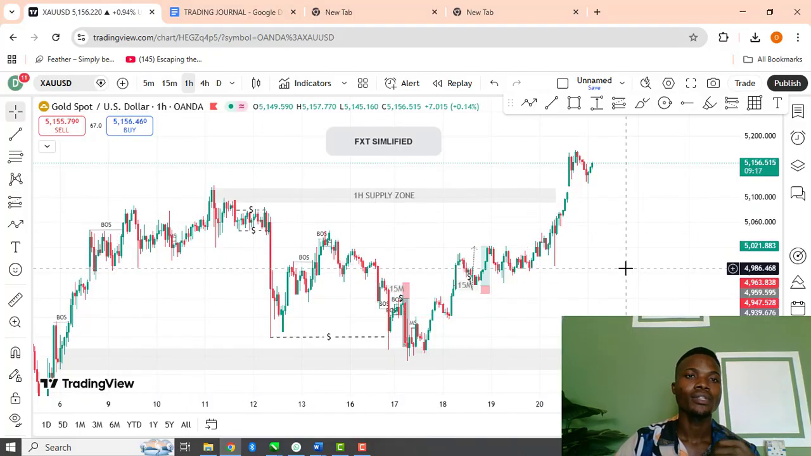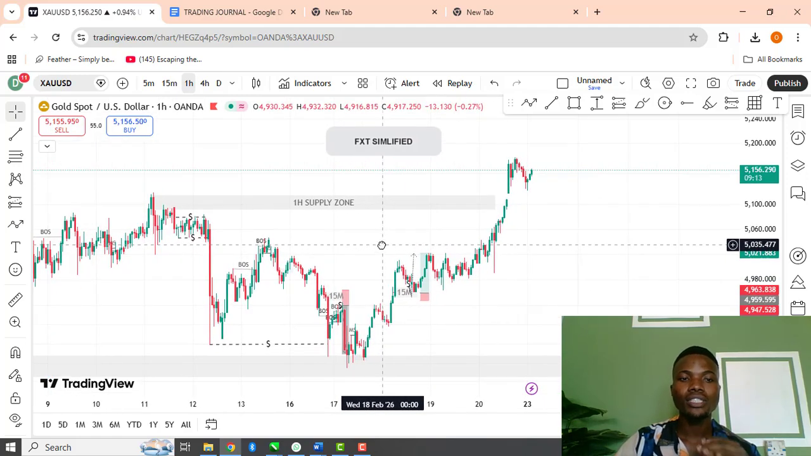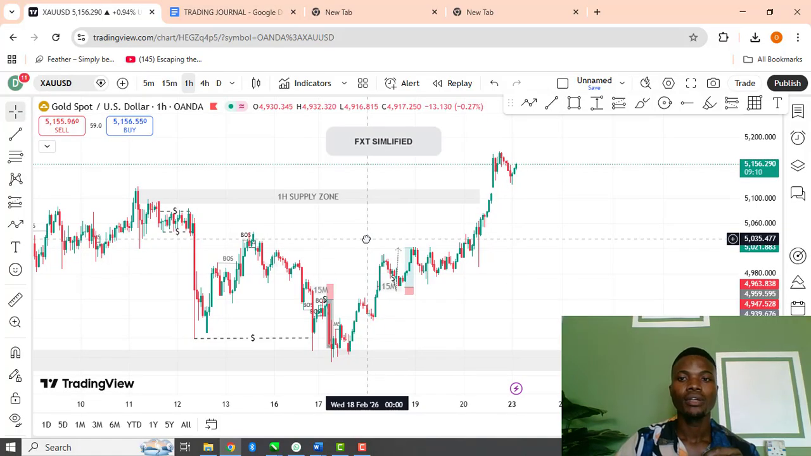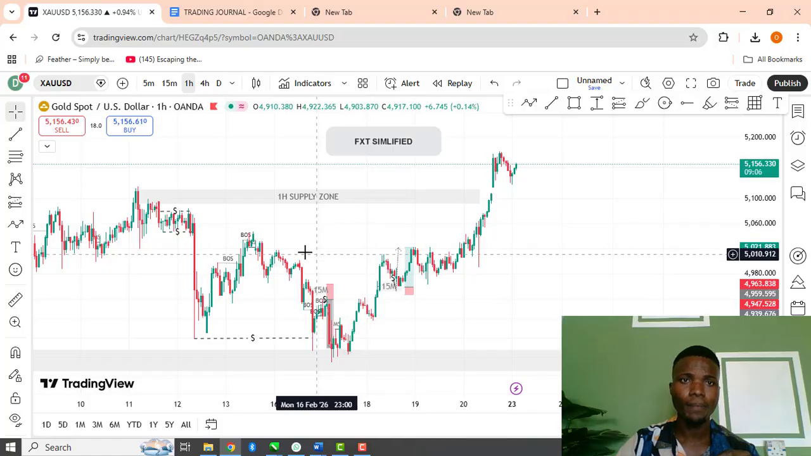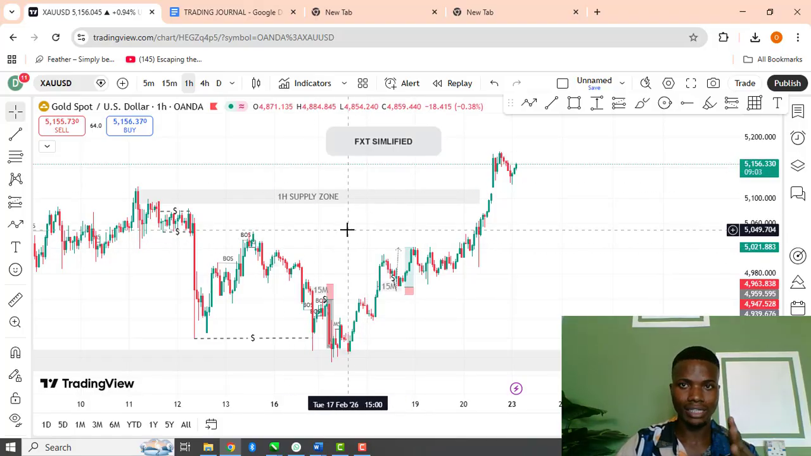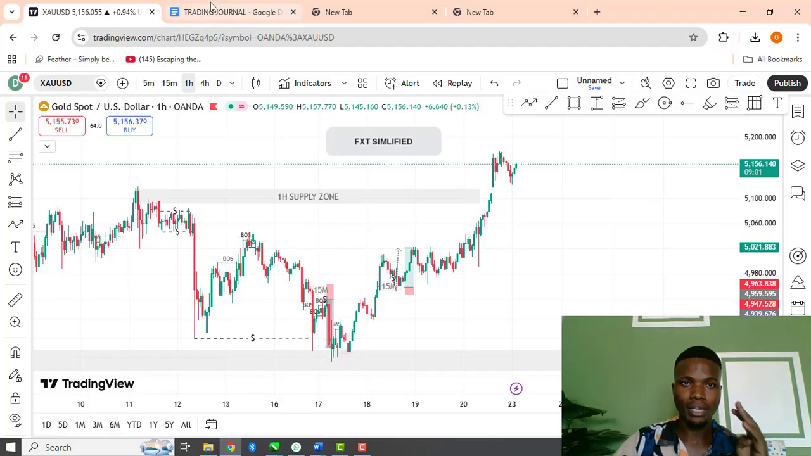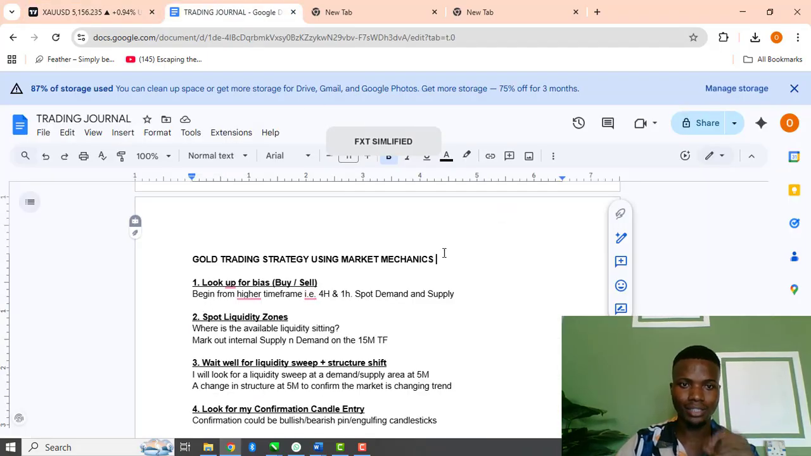I'm going to explain. So I trade gold, right? I trade gold, and this is one thing that I want you to understand. Before you trade gold, there are 4 criteria that I look out for before I place a trade on gold, and this is my trading journal. Okay, so I simply used Google Doc to save my trading strategy. All right, so you can see that this is gold trading strategy using market mechanics.